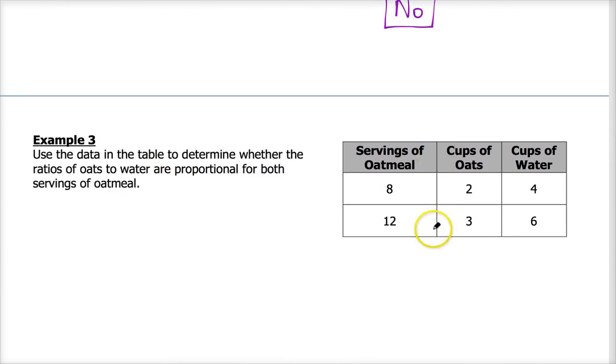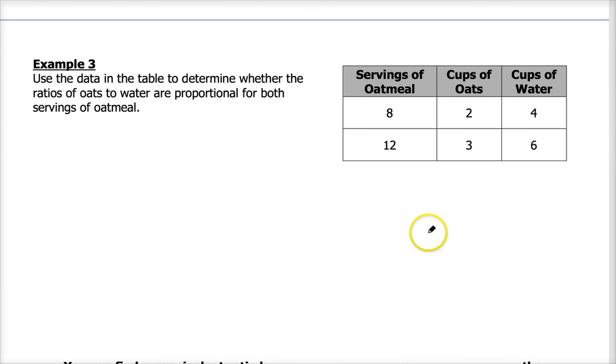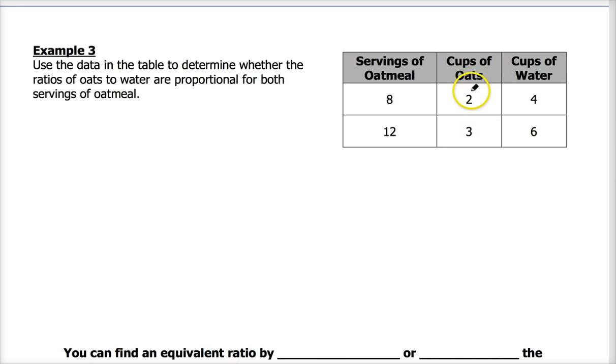Okay, example 3, we have a table here that tells us the number of cups of oats to cups of water in a certain number of servings of oatmeal. So we're going to use this table to determine whether the ratio of oats to water are proportional for both servings of oatmeal. So we have two different serving sizes here. You could have 8 servings of oatmeal, you could also have 12 servings of oatmeal.